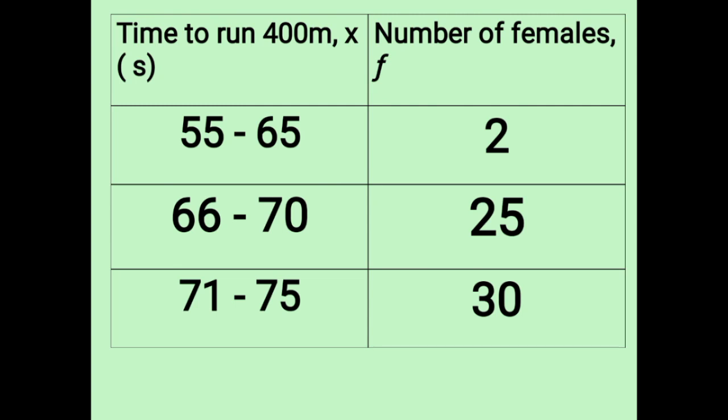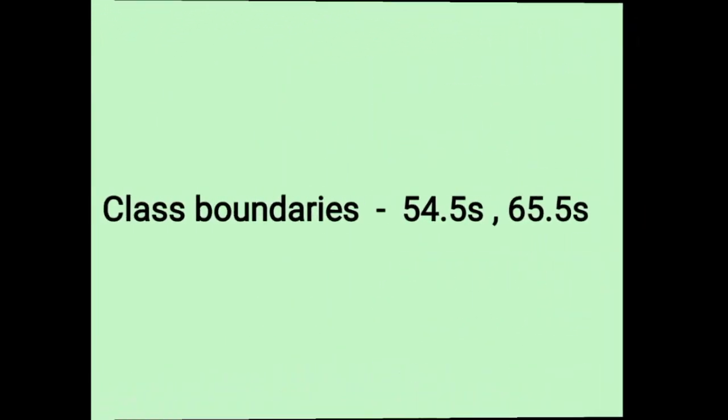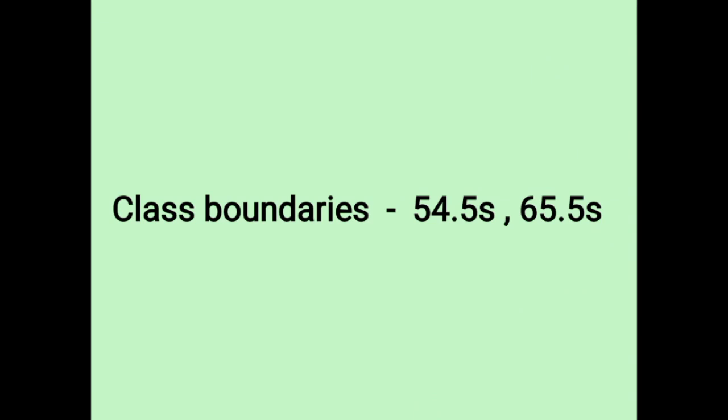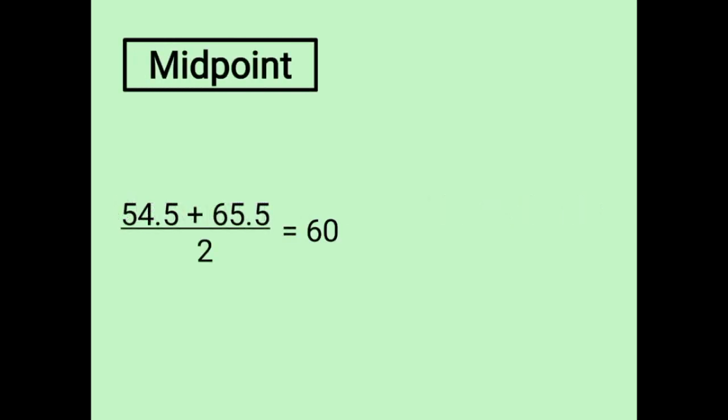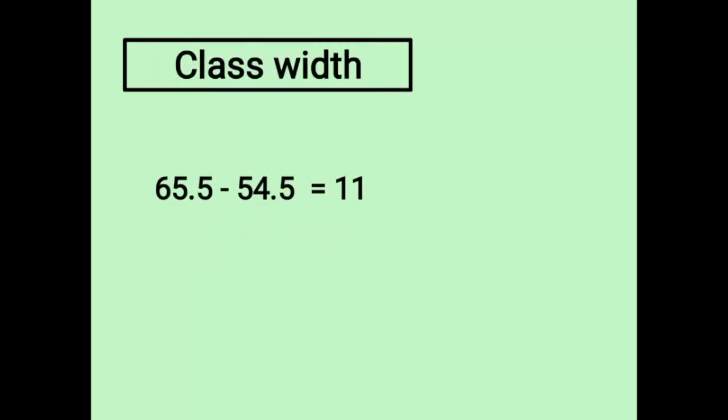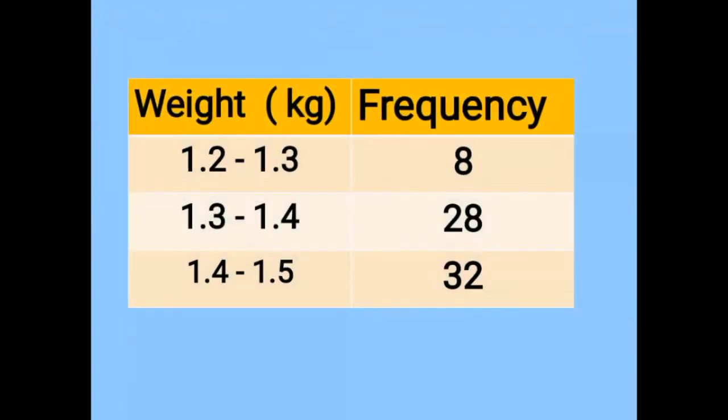Now, let's take a look at how to find the class boundaries, midpoint and class width for the first row of this table. The class boundaries for the first row are 54.5 seconds and 65.5 seconds, as the data has gaps. Since the data has gaps, the class boundaries are halfway between 55 and 65. To find the midpoint for the first row, add 54.5 and 65.5, then divide by 2, so the midpoint is 60. The class width for the first row is 11, as 65.5 minus 54.5 equals 11.